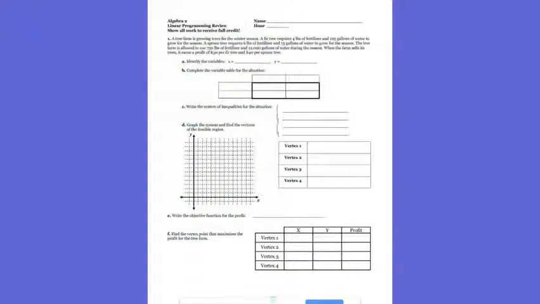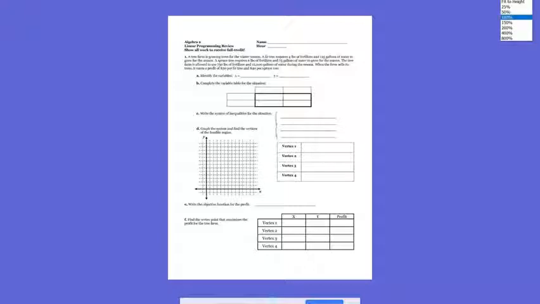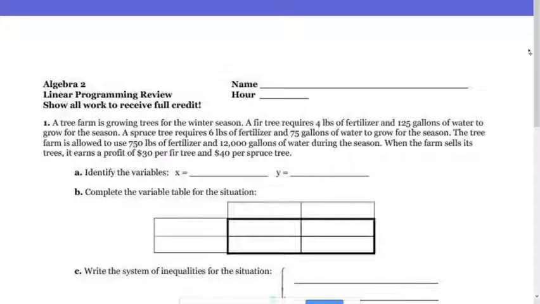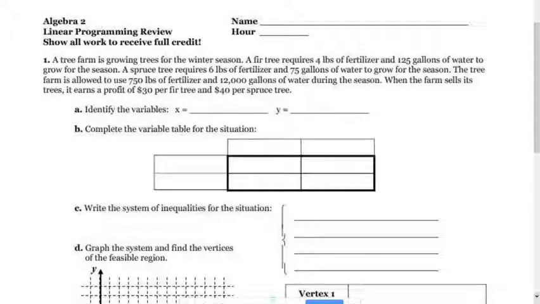This is the review for the linear programming test on Friday. And this is Mrs. Vogt, so just remember sometimes Ms. Nelson and Ms. Delmont do things a little bit different, so feel free to ask them questions if you have a different answer or think that there's something different.